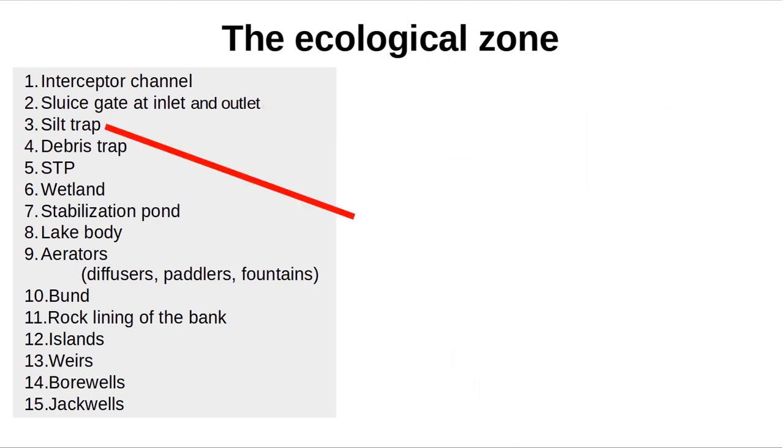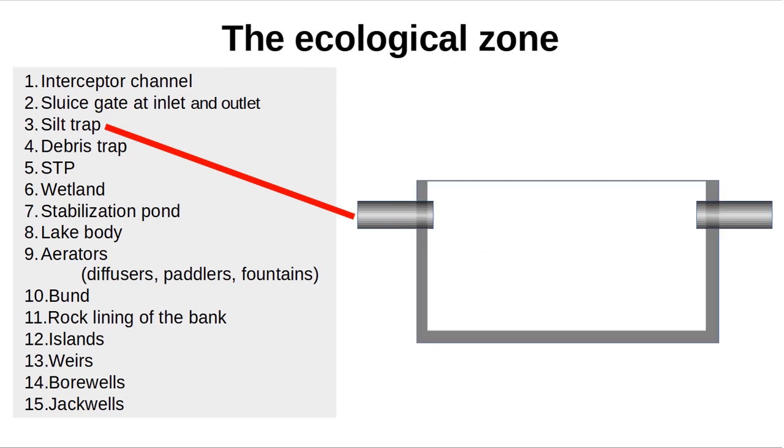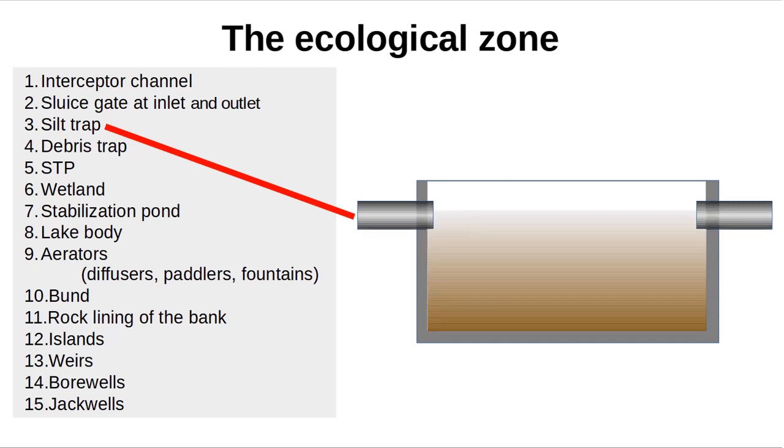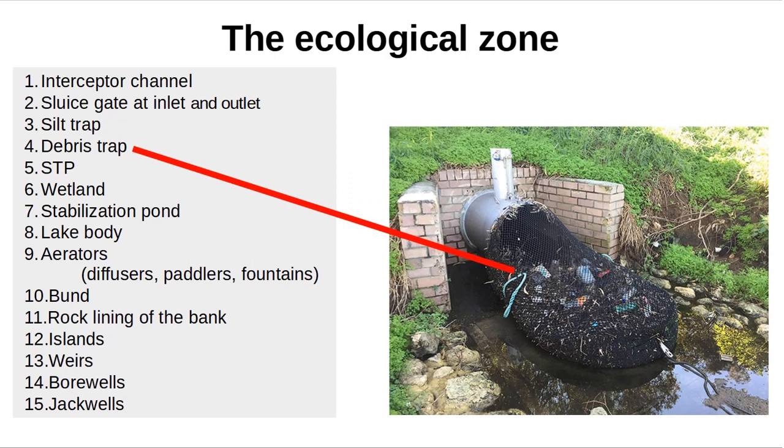A silt trap is just a spacious chamber in the path of flowing water. Because of the wider path, the water flow slows down, and drops any sediment carried by it. This sediment is periodically removed and disposed of. A debris trap is simply any net that collects floating debris, such as plastic bags and bottles. The collected debris needs to be emptied periodically and disposed of.